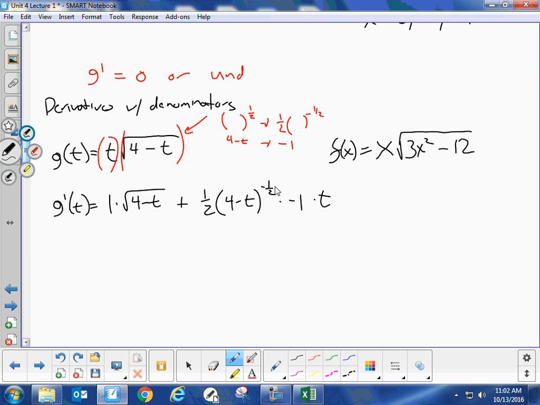Okay, stop after you get your derivative. Make sure we are here. This is what I got, and you can rewrite this if you wanted to. I will rewrite it like this. Okay, that's my derivative.